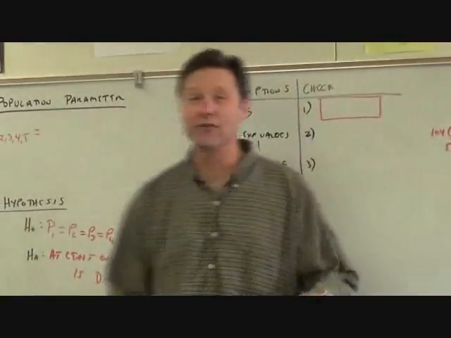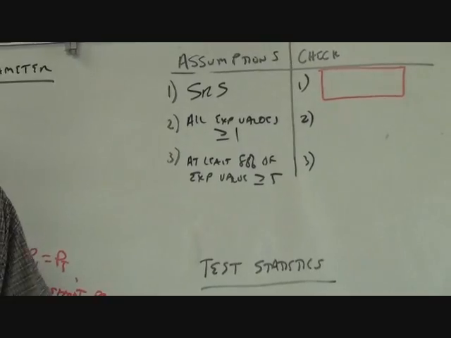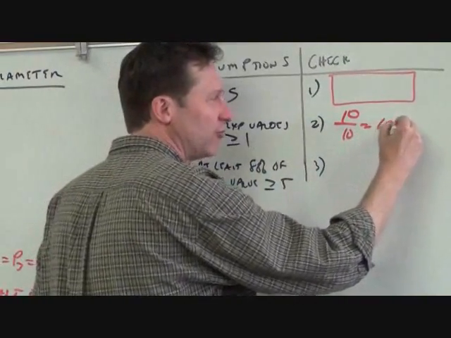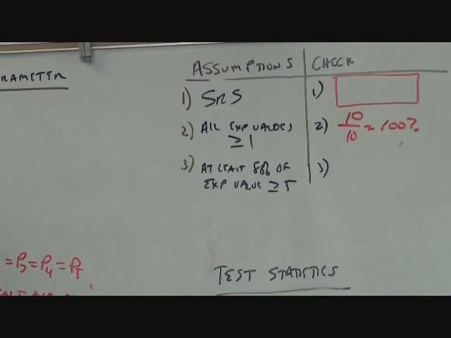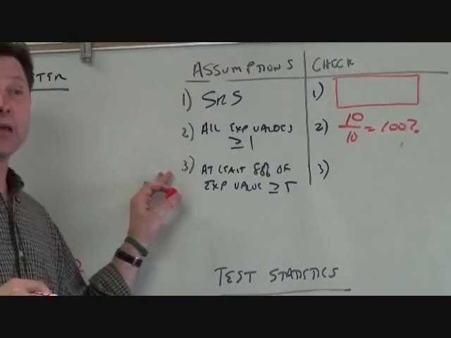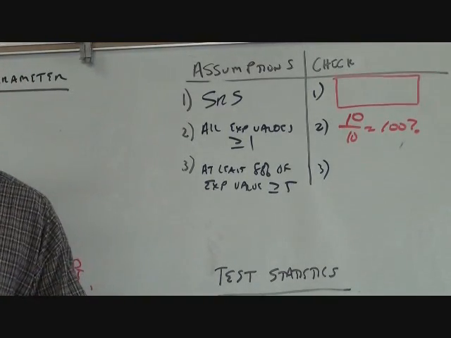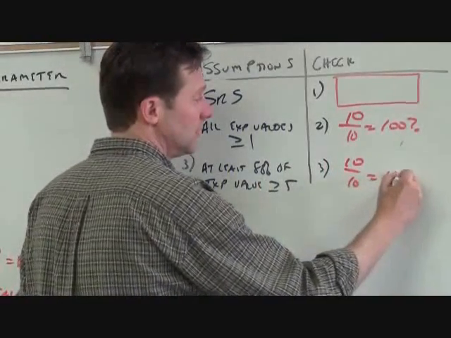All right, how about all the expected values? Are they all more than 1? So what's the fraction that you use? 10 out of 10, right? We've got 10 different boxes in this problem. Are at least 80% of the boxes' expected values greater than 5? You bet. In fact, 10 out of 10 again, right? So we have no issues here.